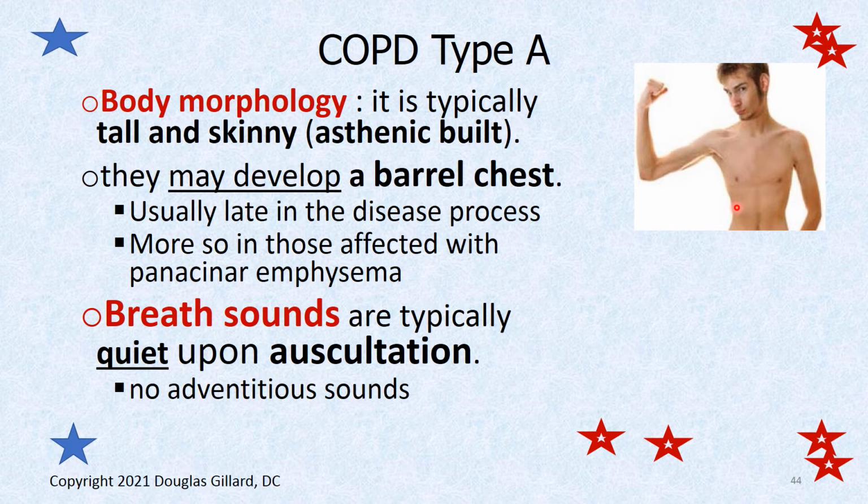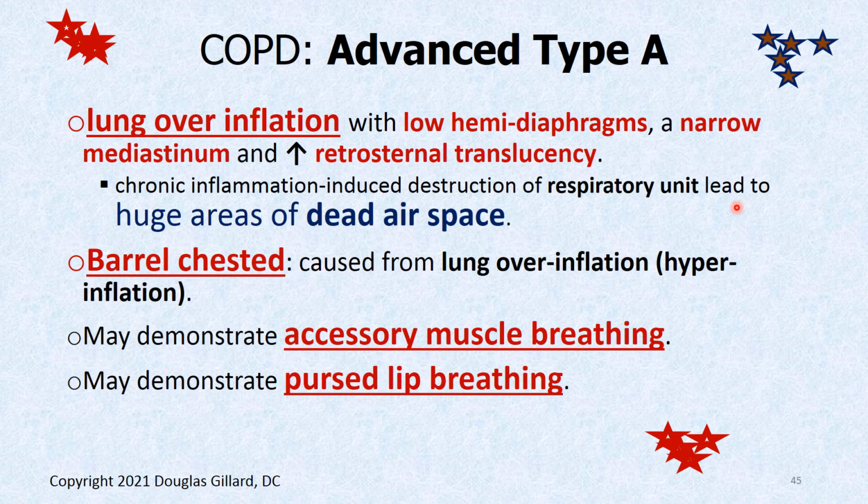Breath sounds are typically quiet on auscultation. In advanced type A, that's when things go off the wheels. You can have lung overinflation, low hemidiaphragms, and narrow mediastinum because half of their lung is just dead airspace and it doesn't work and it's overinflated and it blows your chest. It's very uncomfortable. And the treatment for this is you can actually have a surgery to remove all the dead tissue and take a quarter of your lung out, and it actually makes them feel a lot better and the chest goes back to normal.